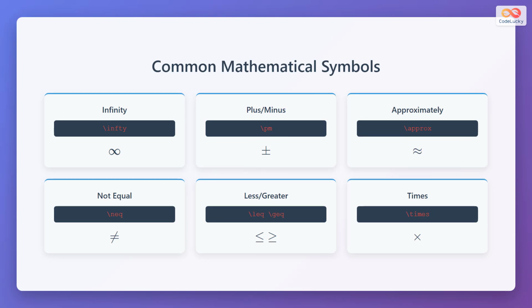Here are some common mathematical symbols and their LaTeX commands. To produce the infinity symbol, use \infty. To produce the plus-minus symbol, use \pm. To generate the approximately equal to symbol, use \approx. To produce the not equal to symbol, use \neq. To generate the less than or equal to and greater than or equal to symbols, use \leq and \geq, respectively. To generate the multiplication symbol, use \times.